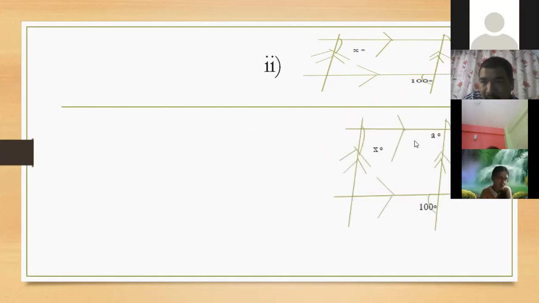Then we can suppose this is A. Then A degree will be equal to y degree. These two are what? Vertically opposite angles. Then A degree and x degree will be added, as they are co-interior angles. Okay, children, are you clear about it?